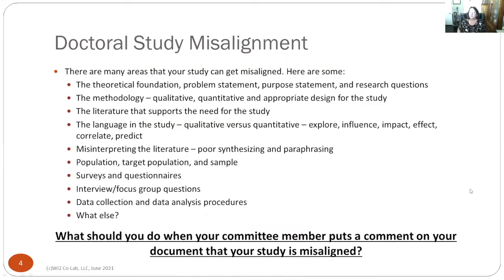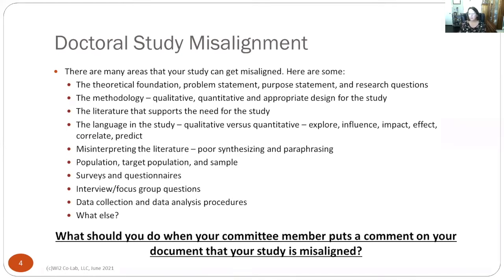Okay, let's look at misalignment. This is why it's super important for you to ask your committee members, your chair, about where is my study misaligned. It could be in the theoretical foundation, the problem statement, the purpose statement, and the research questions. Those are basically the bones of your study.